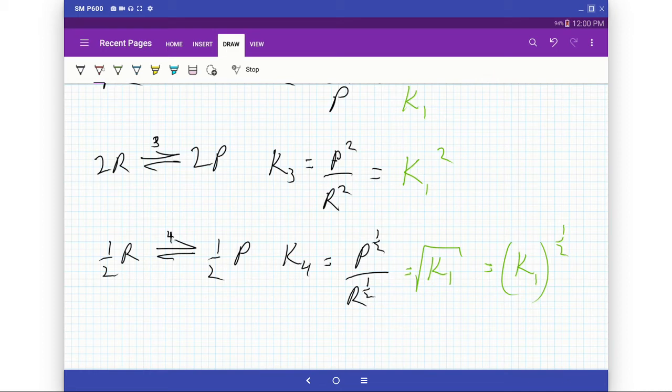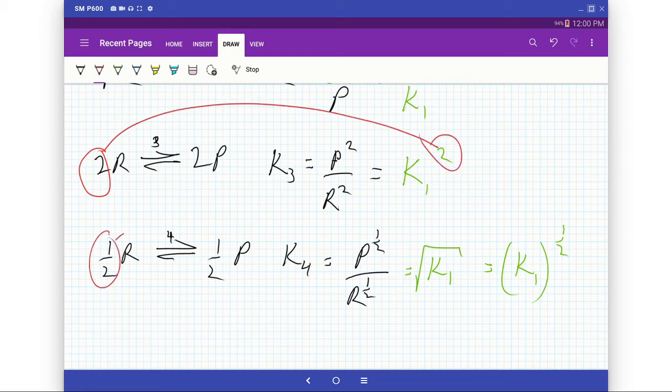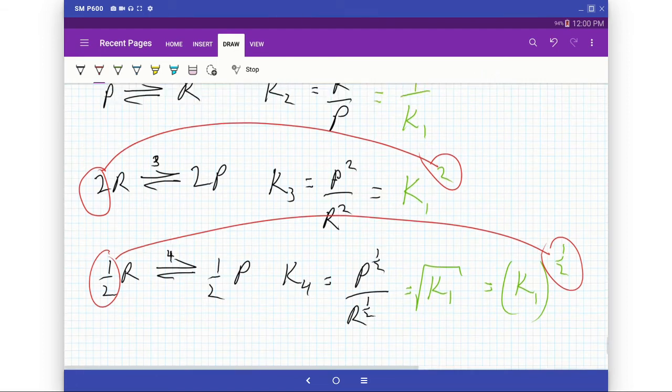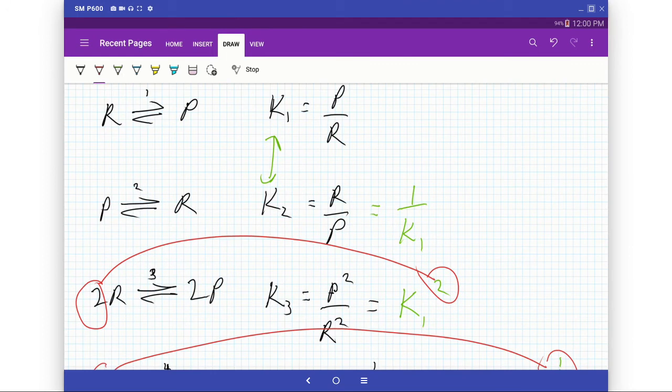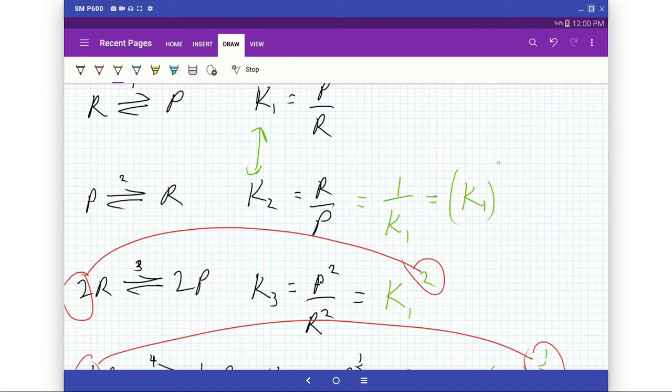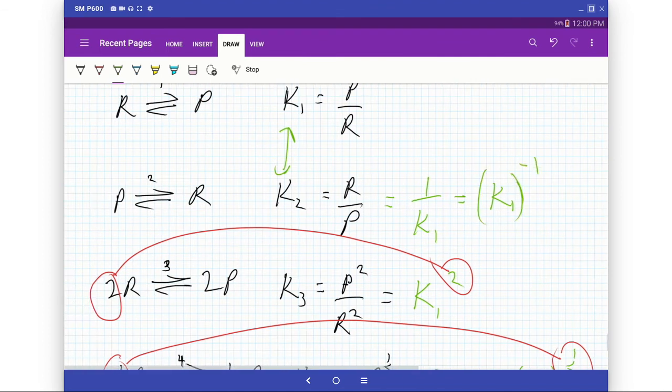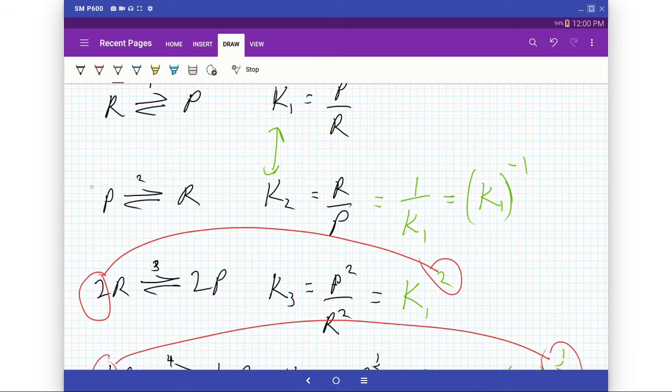Basically, what you're doing is whatever you multiply through by, you raise it to that power. You multiply through by 1/2, you raise it to the power of 1/2. And even this reaction right here is raising K1 to the power of -1. Because in order to get R and P, I'm really multiplying through by -1. I'm reversing it, which is multiplying through by -1.